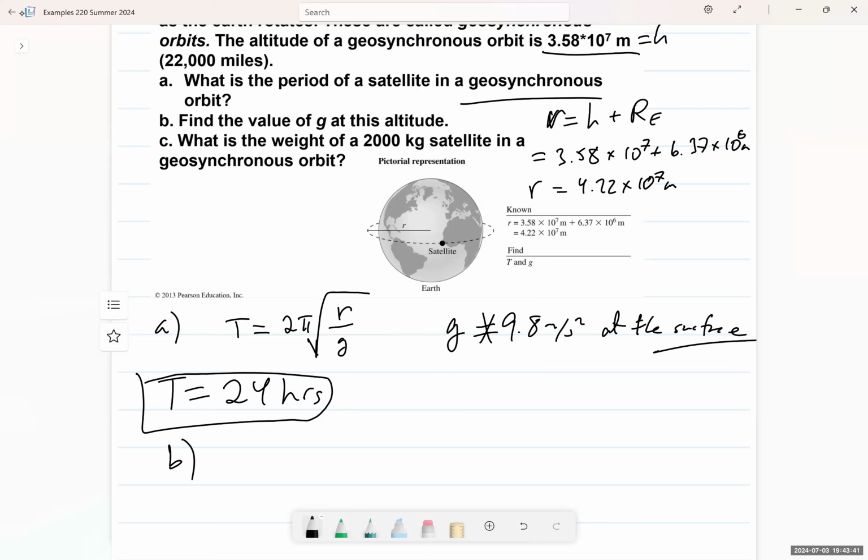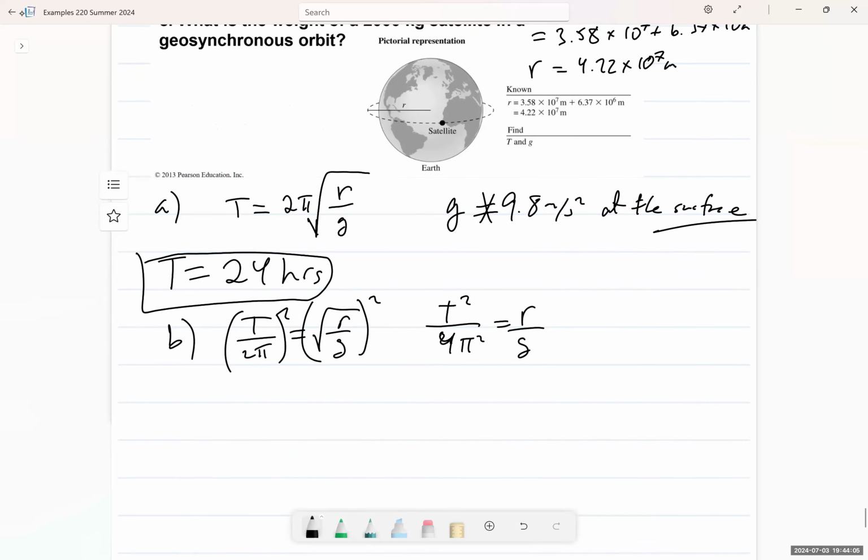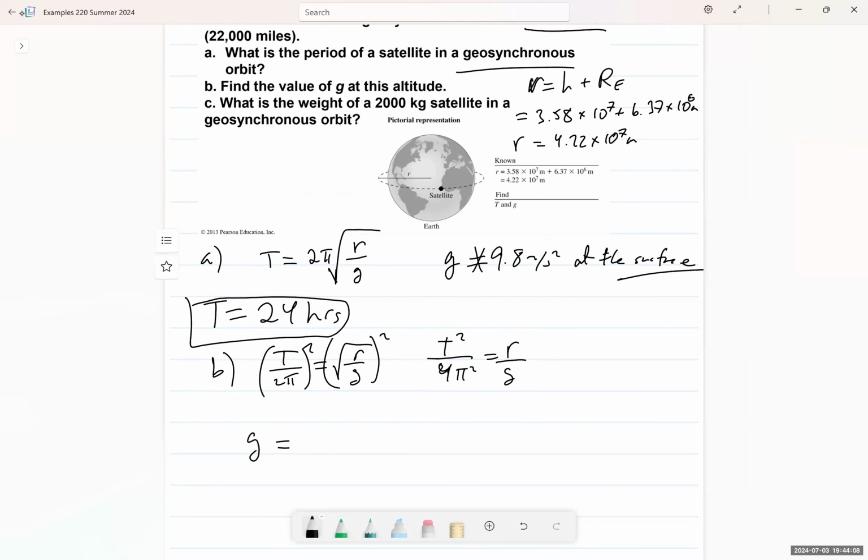So let's say at this point, I can take that T equals 2 pi square root of r over g. T over 2 pi is equal to the square root of r over g. Then square both sides, so T squared over 4 pi squared equals r over g. Then solve for g. So g is equal to 4 pi squared times radius divided by period squared. And I can then calculate g for that height.